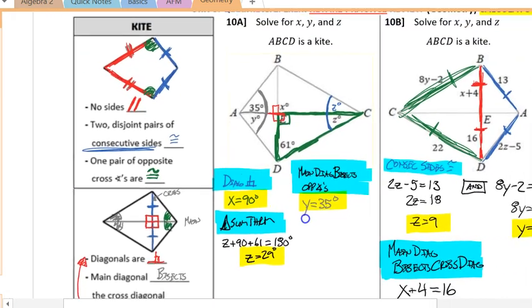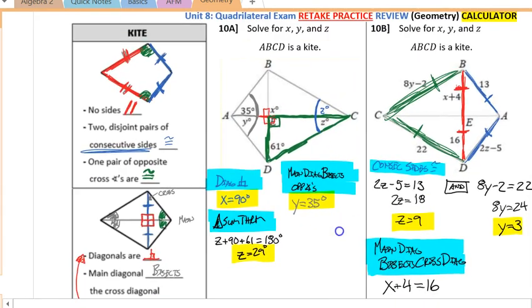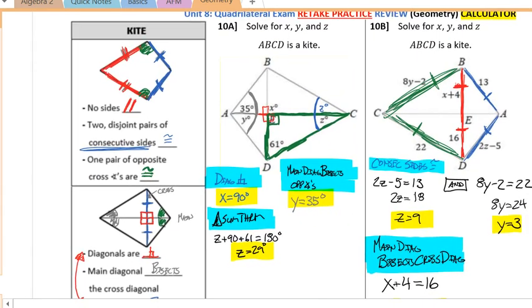We had one problem like this on our exam where we had to use the property that the main diagonal bisects opposite angles and then go ahead and utilize, again, the triangle sum theorem to figure out a missing angle. Just like with rhombuses, this property shows up quite a lot. We could use the Pythagorean theorem as well. That's also possible. But here the triangle sum theorem worked out for us.